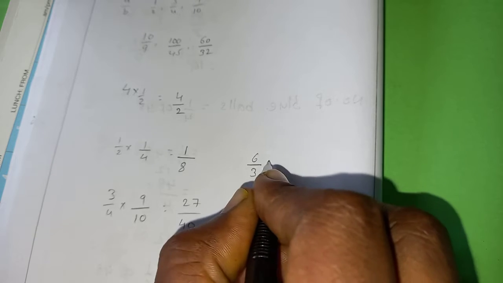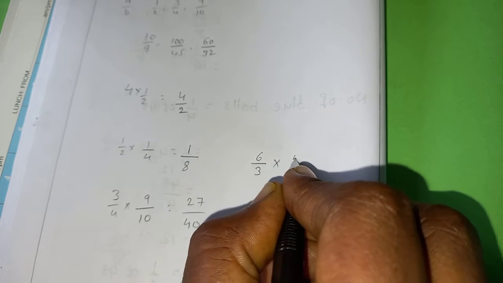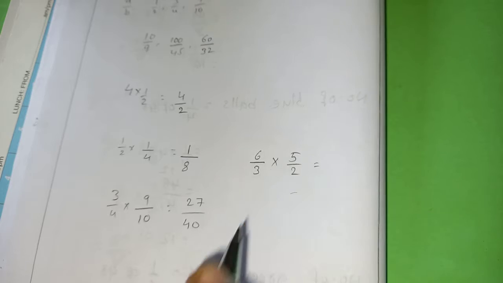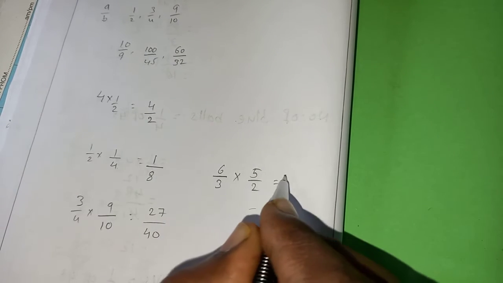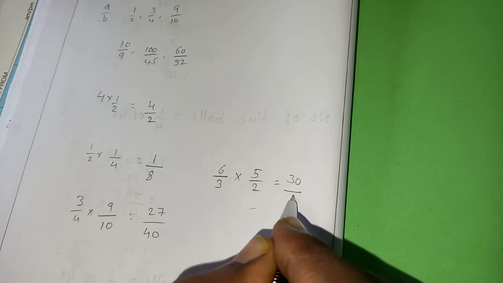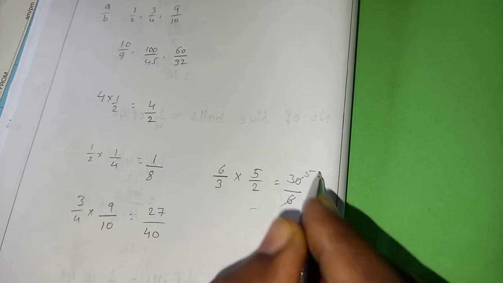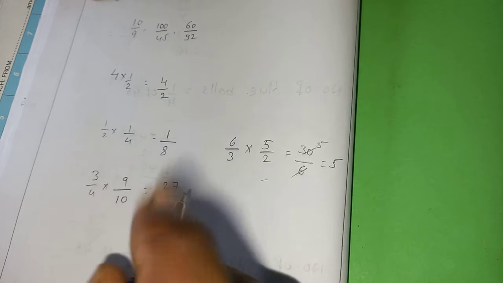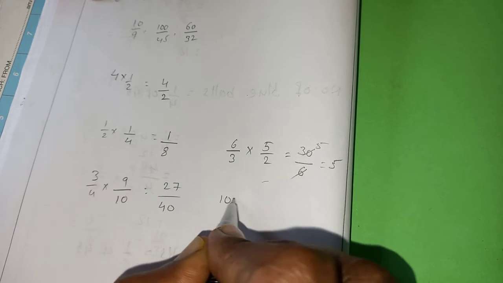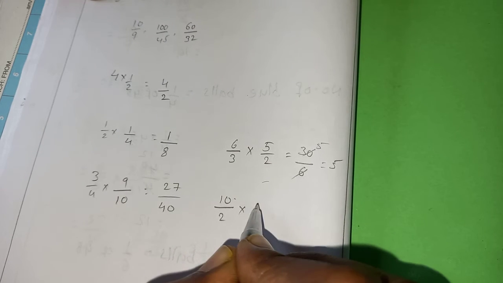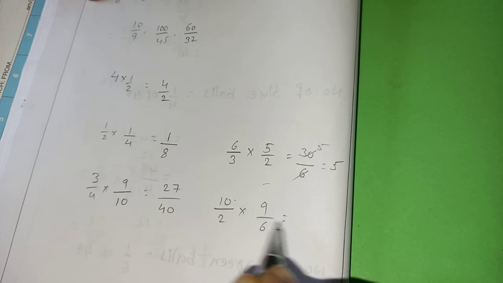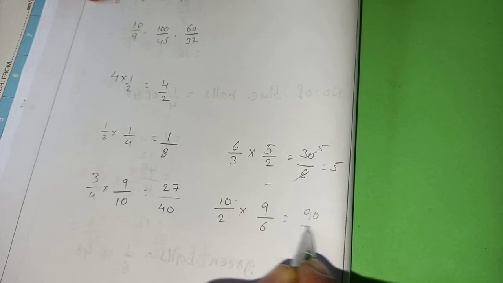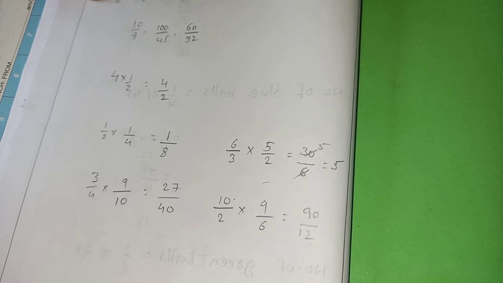For example, if you have 6 by 3 into 5 by 2. How to multiply these two? 6 5s are 30. 3 2s are 6. 6 1s is 6, 5s cancel 5. Okay. So, one more example. 10 by 2 into 9 by 6. 10 nines, 90. 6 twos, 12.